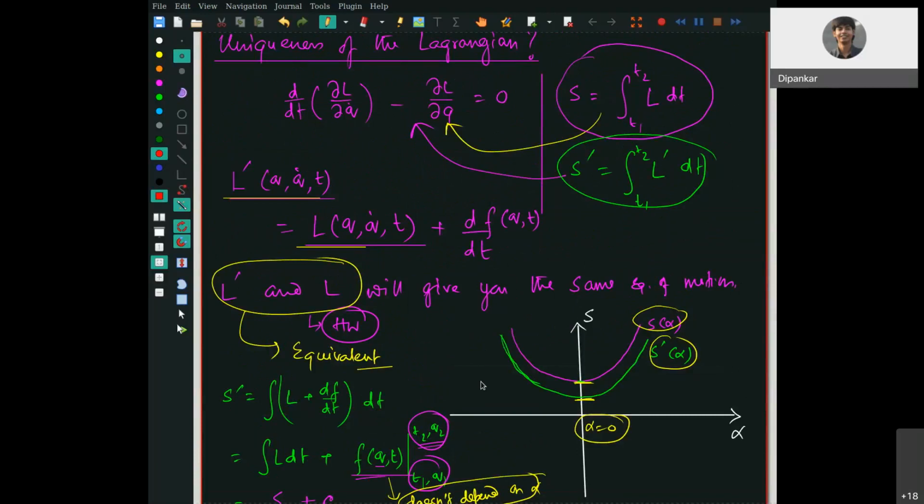Hello, sir. Suppose I write the Lagrangian in the form of T minus V, and I figure out that there are some total derivatives which are just functions of q and t. Then we can separate those out. Yeah, you can just drop those. Yes, sir. Okay, sir.